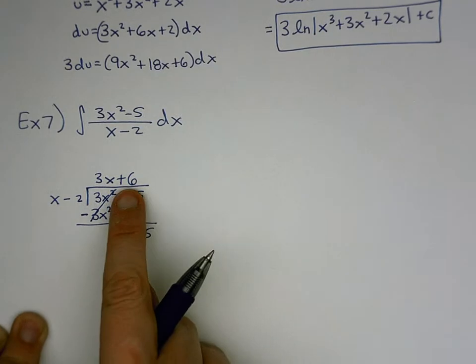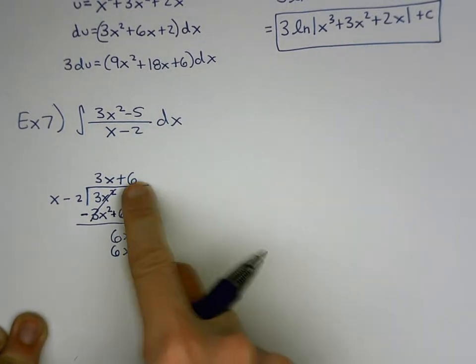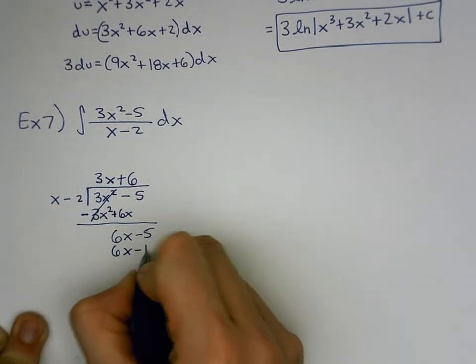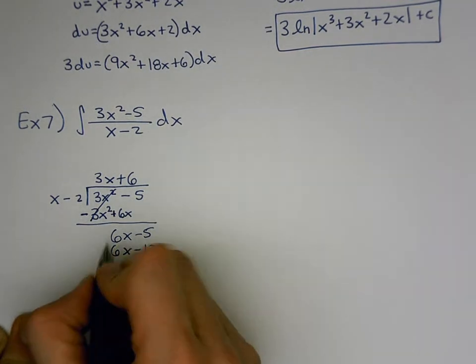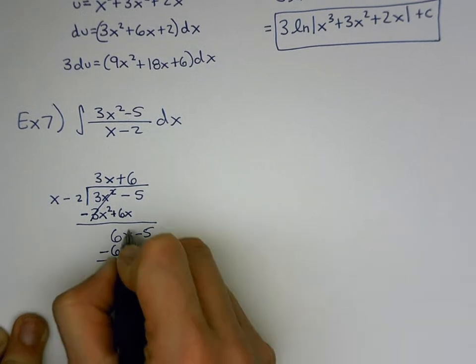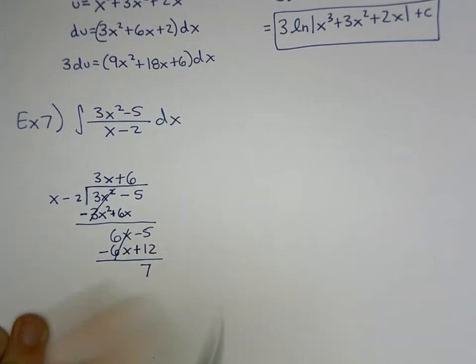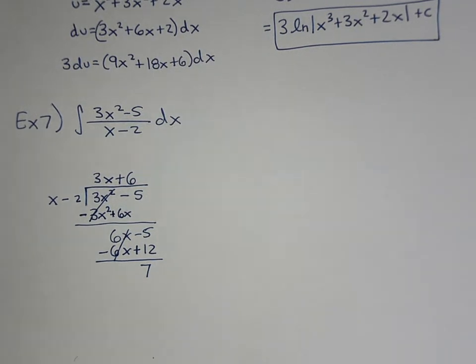6 times x is 6x. 6 times negative 2 is negative 12. And then I'm subtracting, so this becomes minus 6x plus 12. Negative 5 plus 12 is 7. How many times does x go into 7? Or x times what gives me 7? That doesn't work. So this is my remainder.